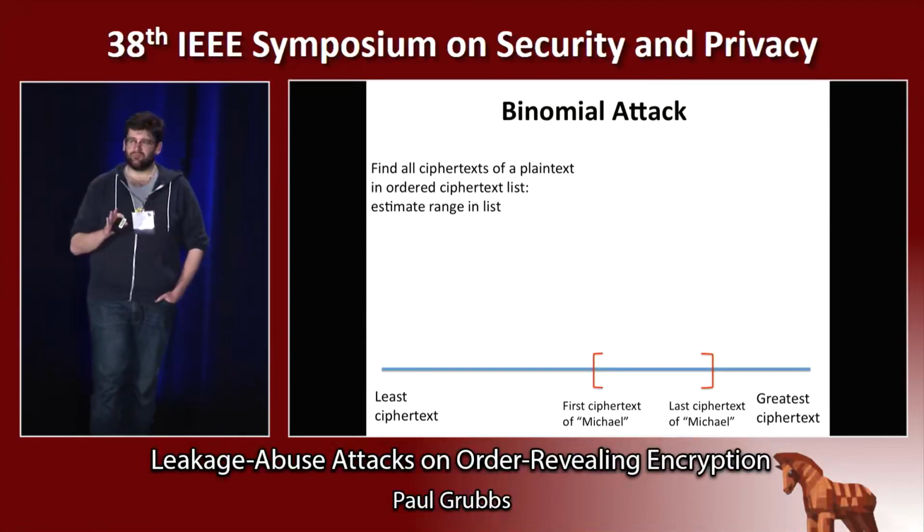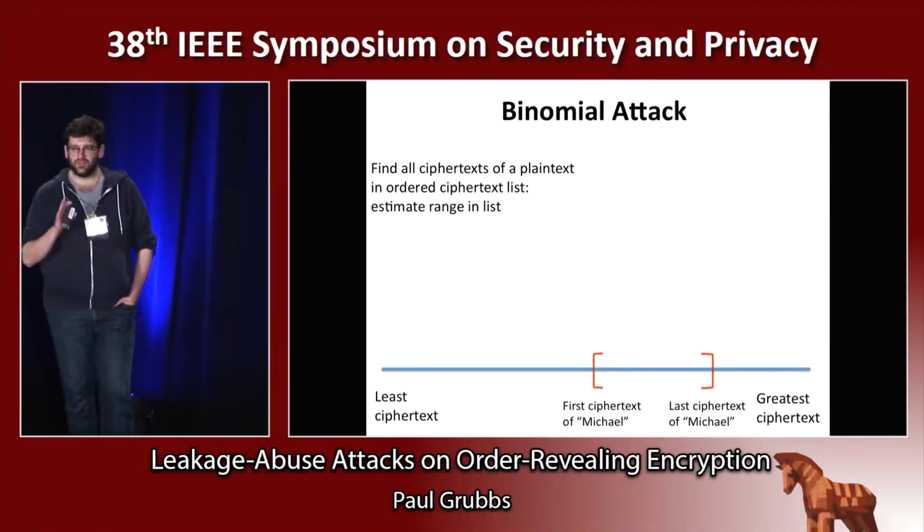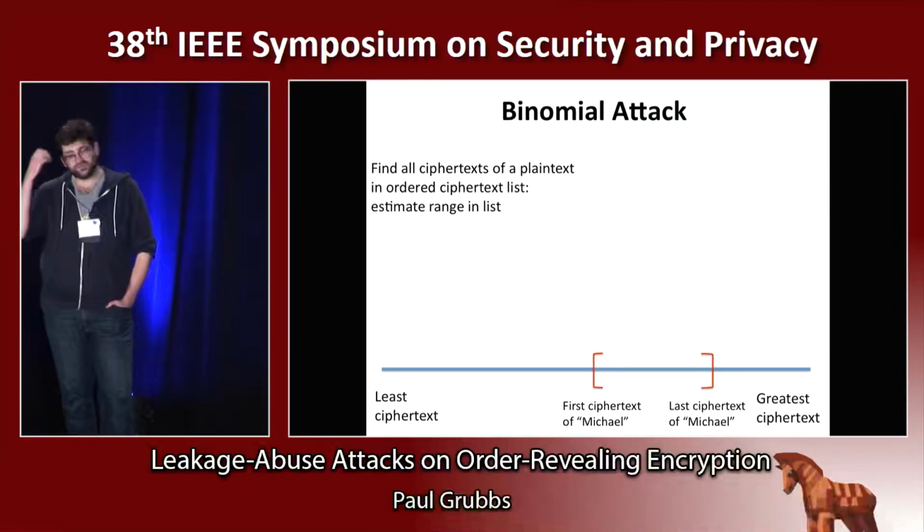Finding the number of Michaels is really simple. Basically, if you have your auxiliary model, what you need to do is just multiply the frequency of Michael by the number of ciphertext in your database, and this gives us basically the expected value of the number of Michaels in your sample.